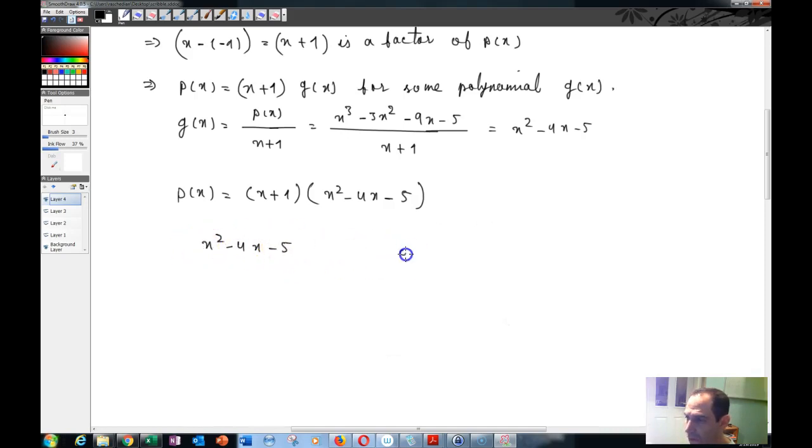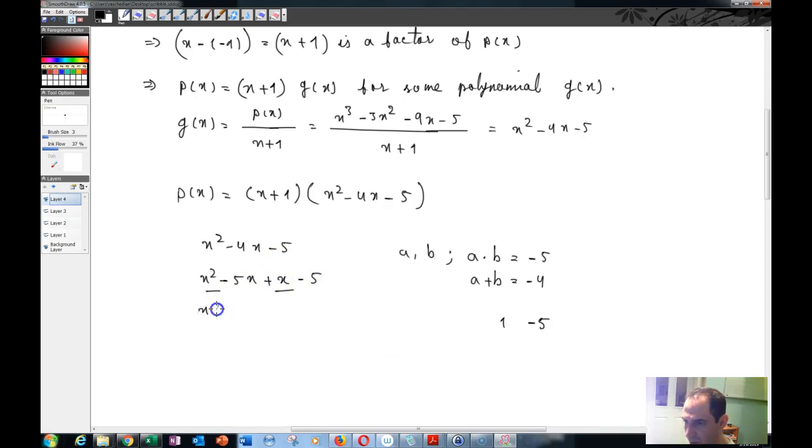So you're looking for two numbers, for example, a and b, such that a times b is equal to 1 times negative 5, which is equal to negative 5, and a plus b is equal to negative 4. That would be, for example, 1 and negative 5. So 1 times negative 5 is equal to negative 5, and 1 minus 5 is equal to negative 4. So I write this as x squared minus 5x plus x minus 5.